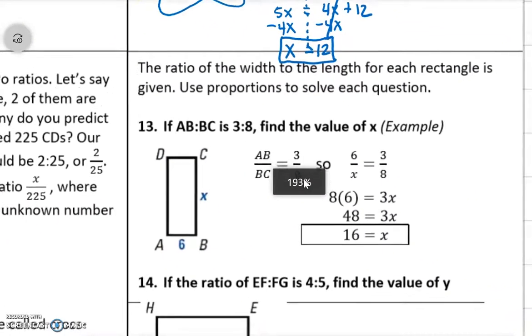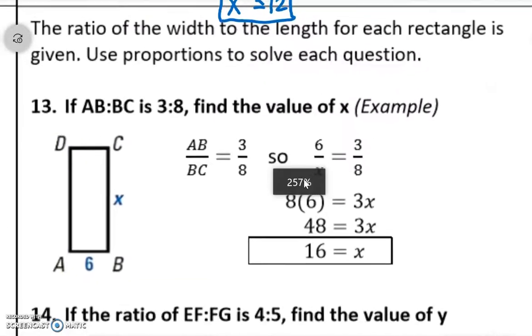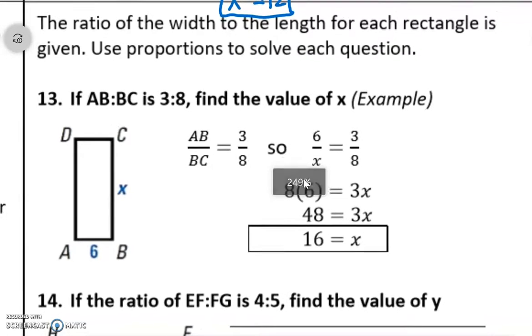Let's go down here and look at one of these. You have an example here, number 13, that goes over exactly what you would do here. It says the ratio of the width to the length for each rectangle is given. Use proportions to solve each equation. In number 13, it says if AB to BC is 3 to 8, find the value of x. First we want to write it. You can see here we have two ratios, right? So I want to write AB over BC, and that's going to be equal to 3 over 8.